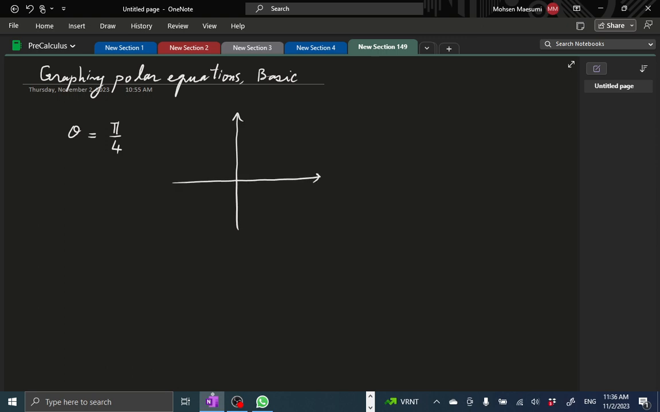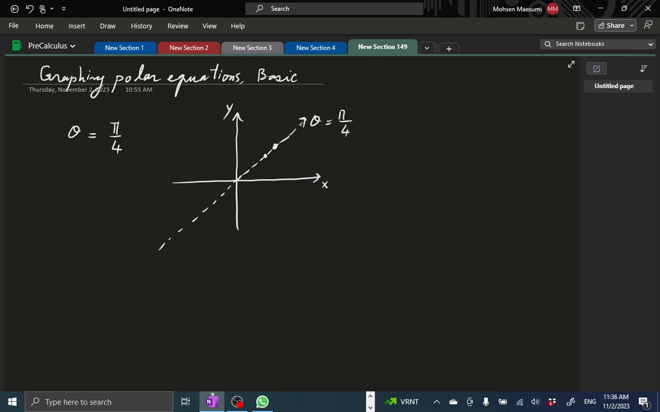We said the idea is you start with the xy coordinate system, and the angle theta is the angle by which the x-axis is going to rotate. Positive means counterclockwise, and negative in mathematics means clockwise. So we are going to rotate pi over 4. The pi over 4 is here, and this is the extension of it. So this is a graph of theta equal to pi over 4.